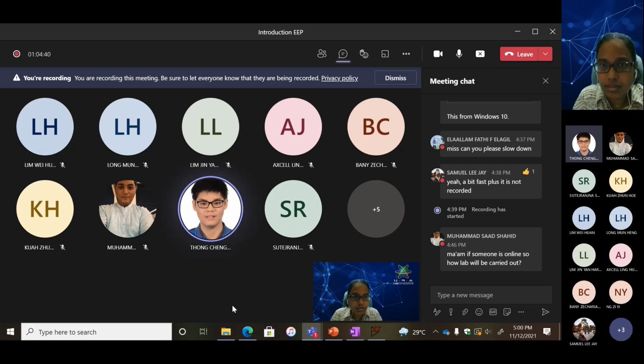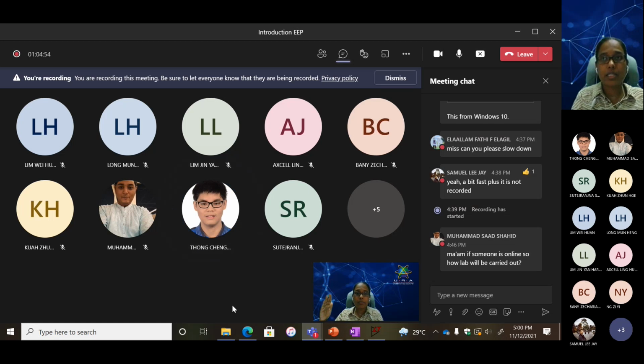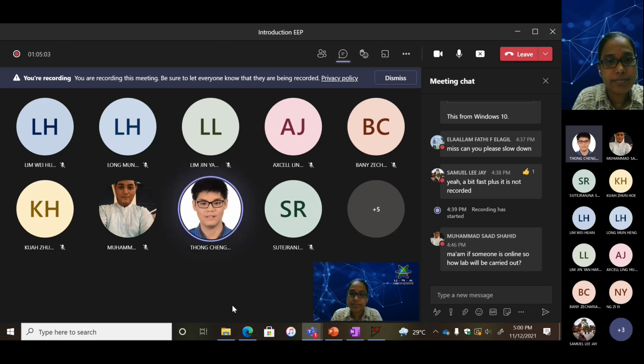Miss, so basically the lab manual is like a question paper, is it? No, not a question paper. It's instructions, what you need to do, like procedures. For example, you need to build up a series circuit, and how much value you need to use for your resistor. So they come up with a procedure.